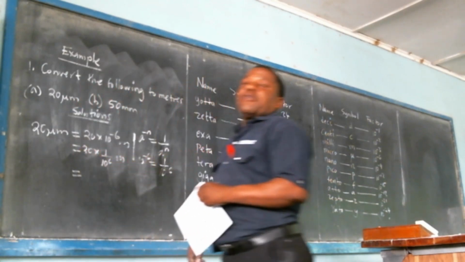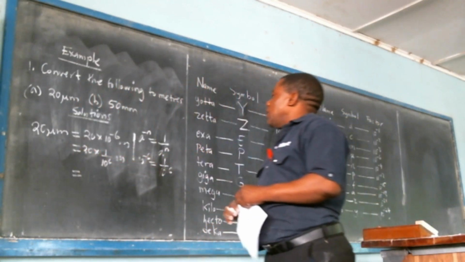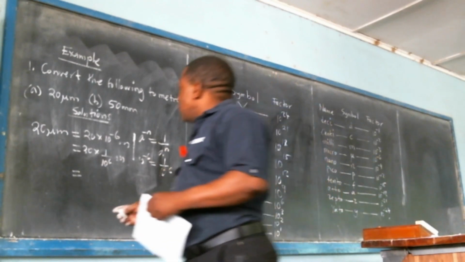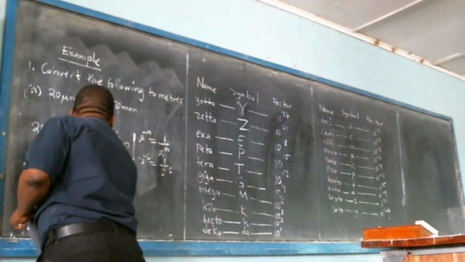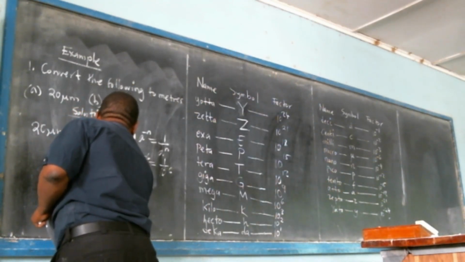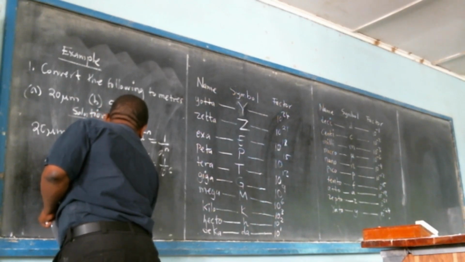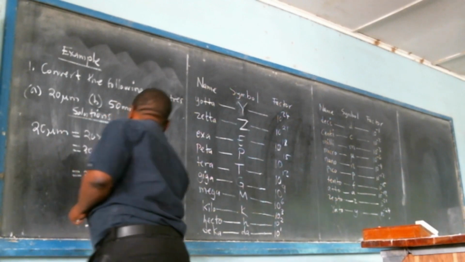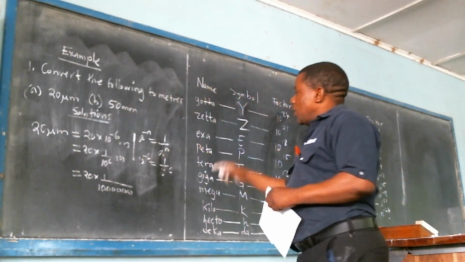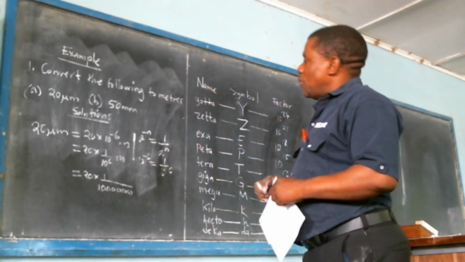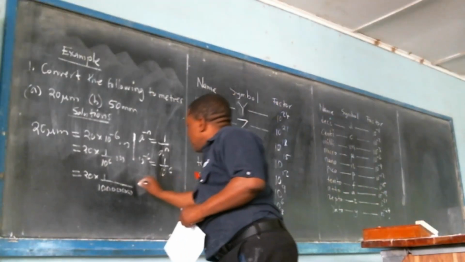The next step, we have to expand. What does 10 to the power 6 mean? That is a million. So we expand that one, and we are going to have 20 times 1 over 1 million of a meter.